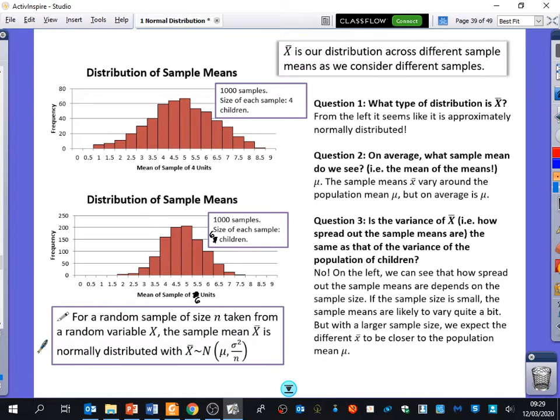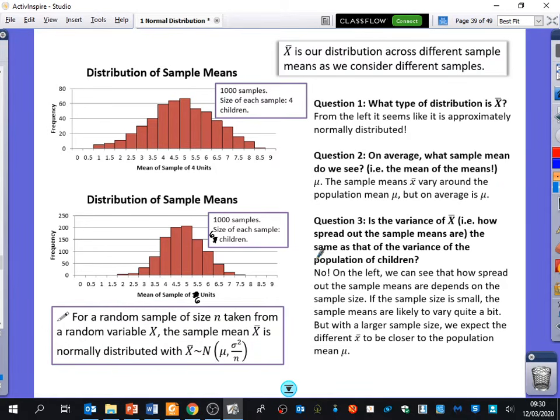So what type of distribution is X bar? Well, it looks like it is approximately normally distributed. We've already talked about that one. On average, what sample mean do we see? In other words, what is the mean of all of these means that we have taken? It looks like the sample mean will vary around the population mean, but on average, we think that the mean of the sample means is the population mean. In other words, when you take lots and lots of samples of these chocolate bars from the factory, on average, we expect their averages to be the average. Nice. Okay? But that's what you would expect. If you kept doing this over and over again, you should think that that would happen.